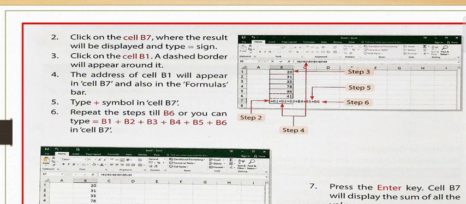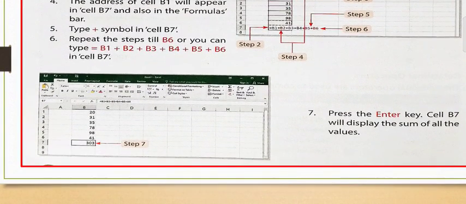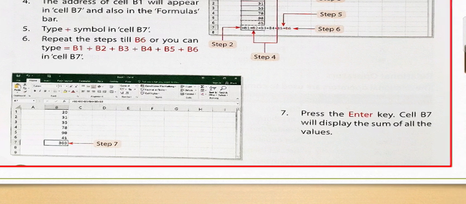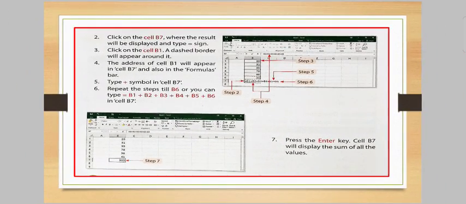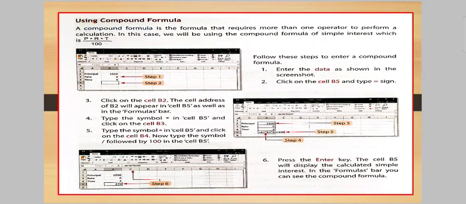Next is step number 7. Here you can see the total is now showing in B7 cell, 303. So after pressing the enter key, cell B7 will display the sum of all the values. Next is using compound formulas.